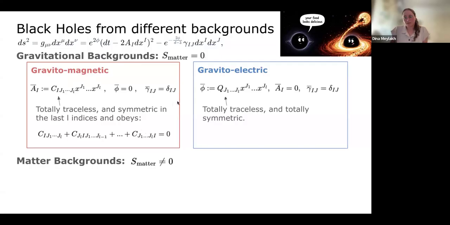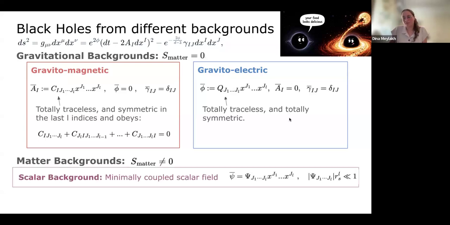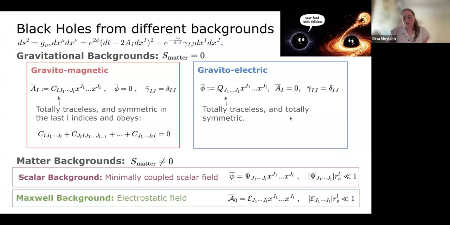And similarly, a gravitoelectric background, where only the phi field gets a value, and it also looks like a spherical harmonic. And for the matter backgrounds, we consider a minimally coupled scalar field, and a Maxwell background, where we assume the background is static, so we go to our electrostatic field.